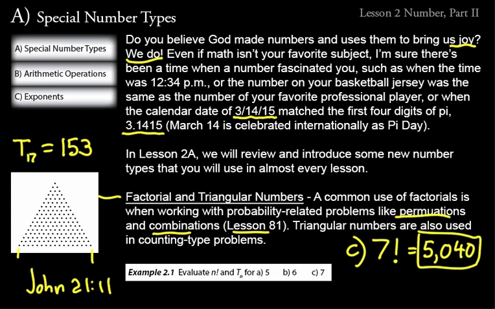And then the triangular t of 7, you just need to add those together, 7 plus 6 plus 5 and so on. You might even notice that t of 7 is equal to t of 6, which you already calculated, plus 7. So it's equal to 21 plus 7, which is 28.